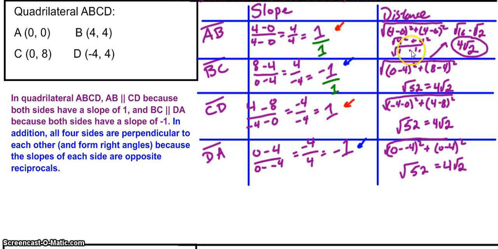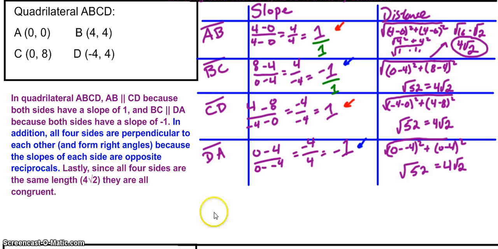What about the distances? Well, the distances for AB, BC, CD, and DA are all exactly the same. What does that mean? Well, it means that all the sides of this quadrilateral are going to be exactly the same, and they're congruent. Let's jot that down over here. Lastly, since all 4 sides are the same length of 4 square root 2, they're all congruent.